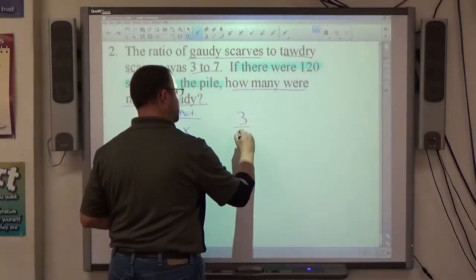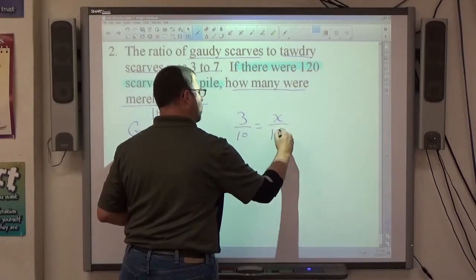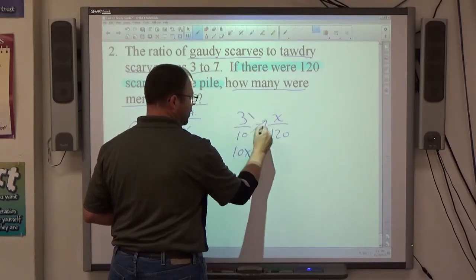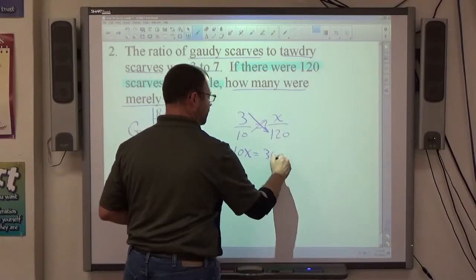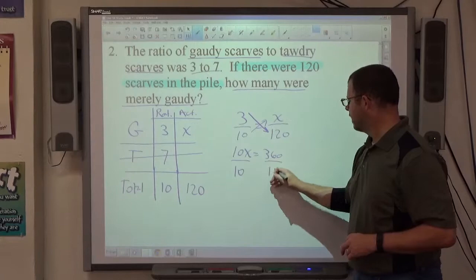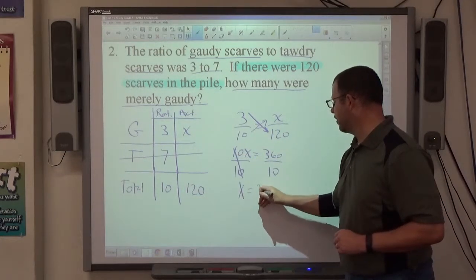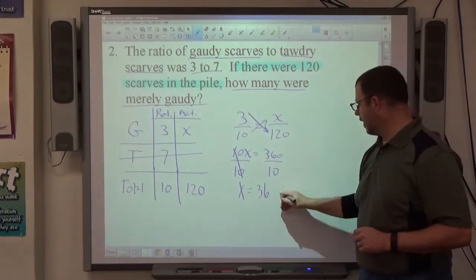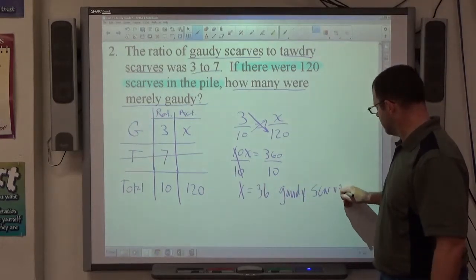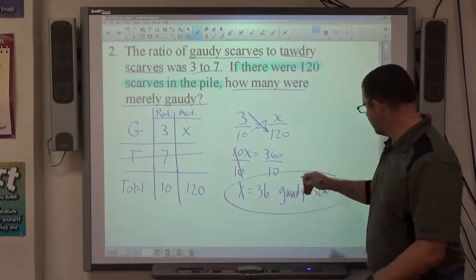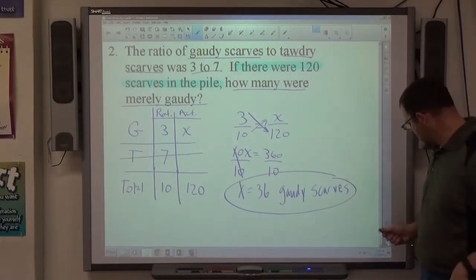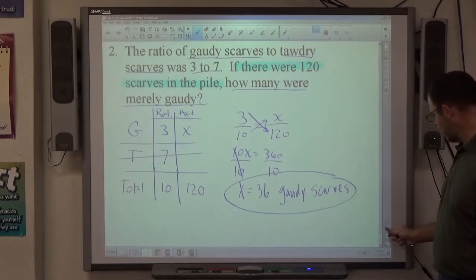So 3 over 10 equals x over 120. We cross multiply that product, 10x equals that product, 360. And if 10x equals 360, we divide both sides by 10. That leaves me with x equals 36, and we found gaudy scarves. So 2 ratio problems. One doesn't contain total, the other one does. So be careful that you make note of that when you're doing the test.